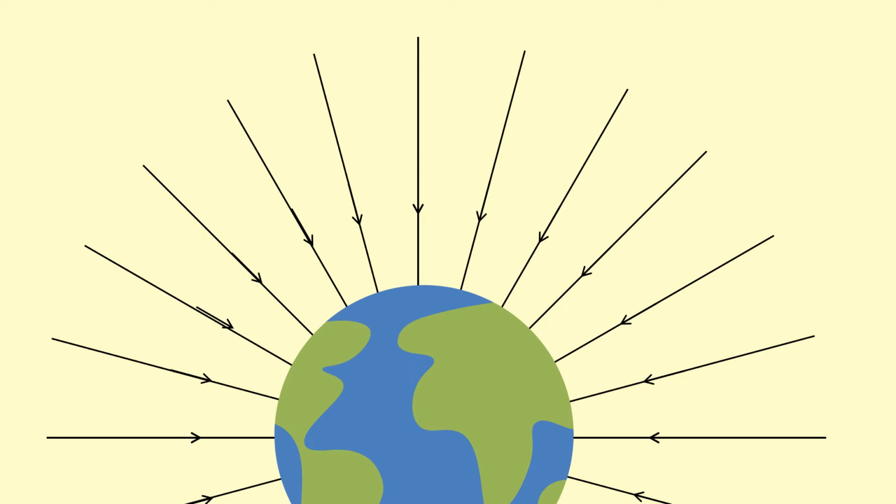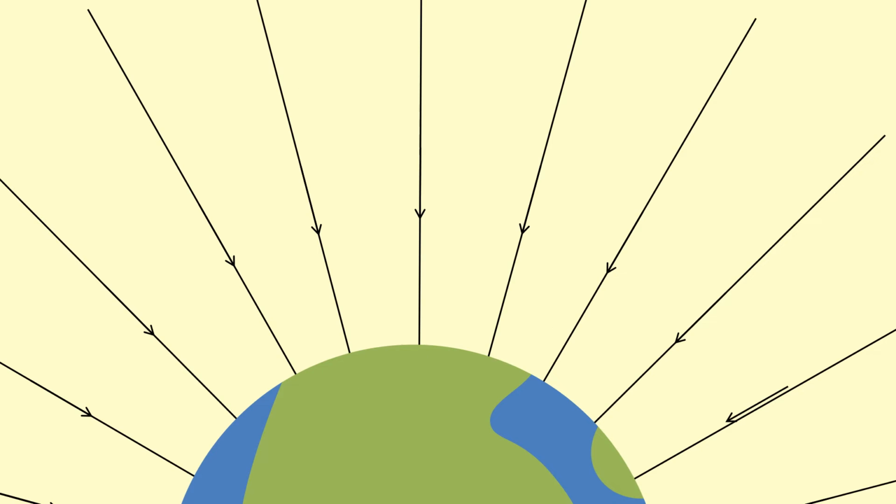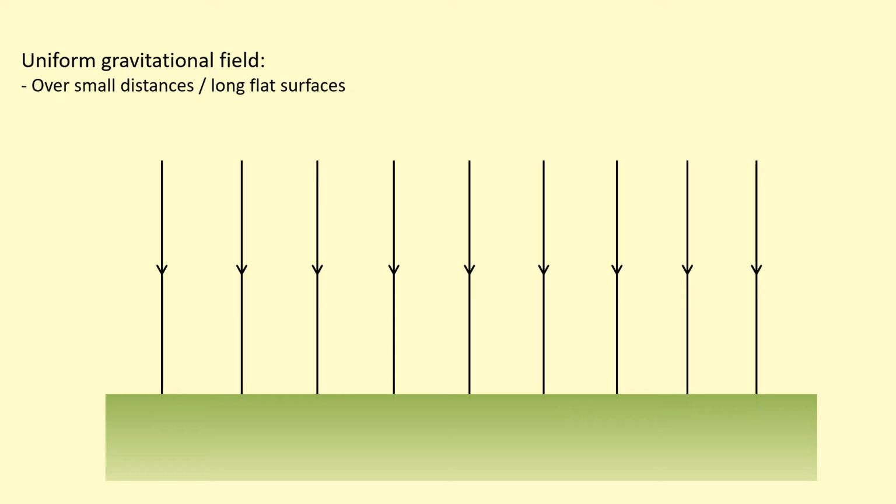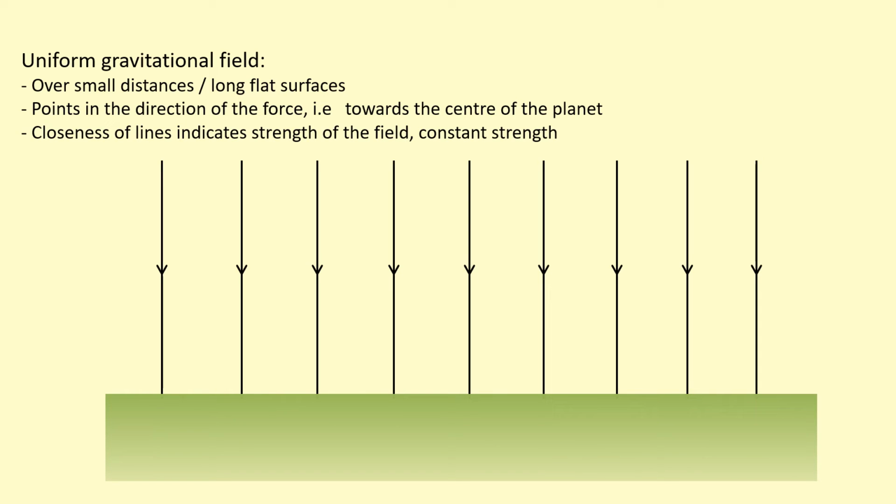We're going to start zooming in to that radial field. If we zoom in enough, it becomes a field pattern like this over small ranges. This is called a uniform field, or uniform gravitational field in this case. So over small distances and long flat surfaces, it looks a bit like this. As you can see, it still points in the direction of the force, so it's still pointing towards the center of the planet. And the closeness of the lines still indicates the strength of the field. But if we go over a small enough region like this, the lines are basically parallel and the distances between them are equal. So in this case, the gravitational field strength is pretty constant.